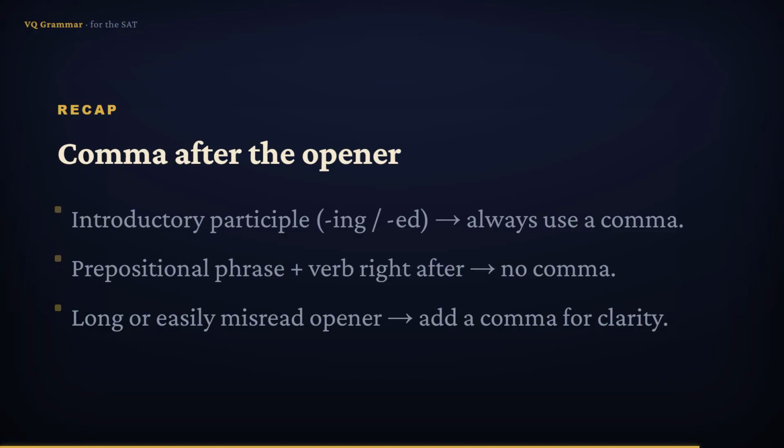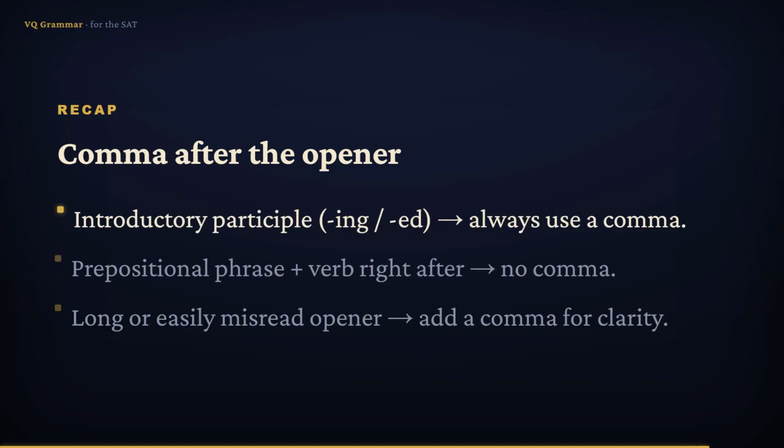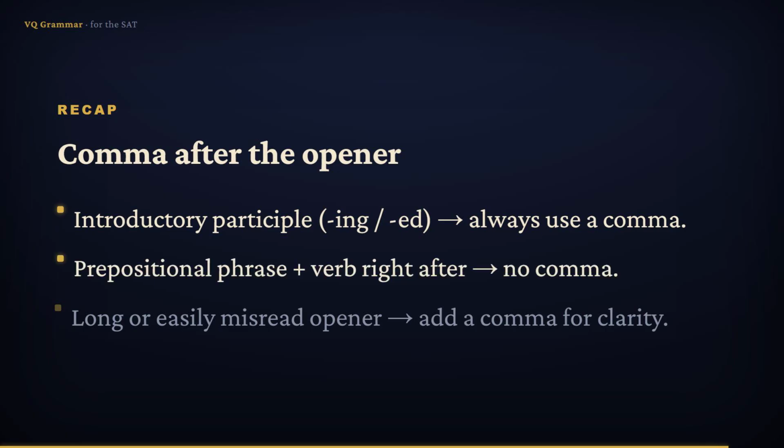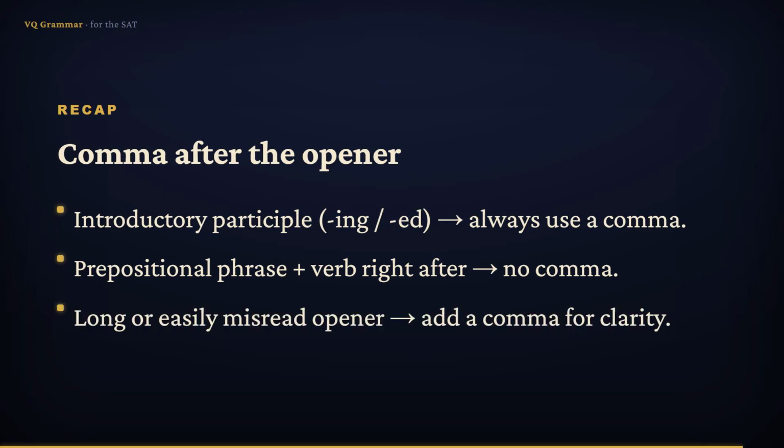Let's wrap up. When a phrase opens the sentence, run 3 checks. An introductory participle, an ing or ed describer, always gets a comma. A prepositional phrase that runs straight into the verb gets no comma. And a long or easily misread opener gets a comma to keep things clear. Find where the opener ends, and that's where the comma falls.